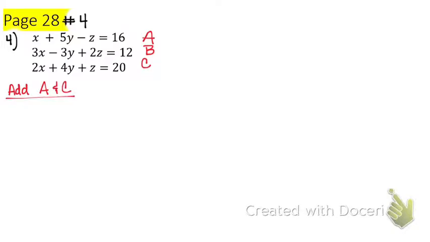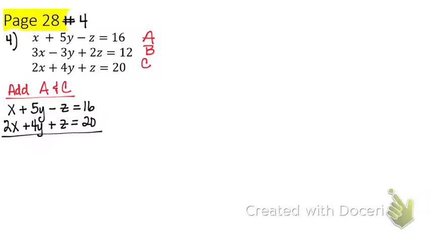So let's go ahead and write equation A and equation C. Okay, so we have X plus 5Y minus Z equals 16. 2X plus 4Y plus Z equals 20. So when I add these together, the Z is already opposite, so it's going to cancel.